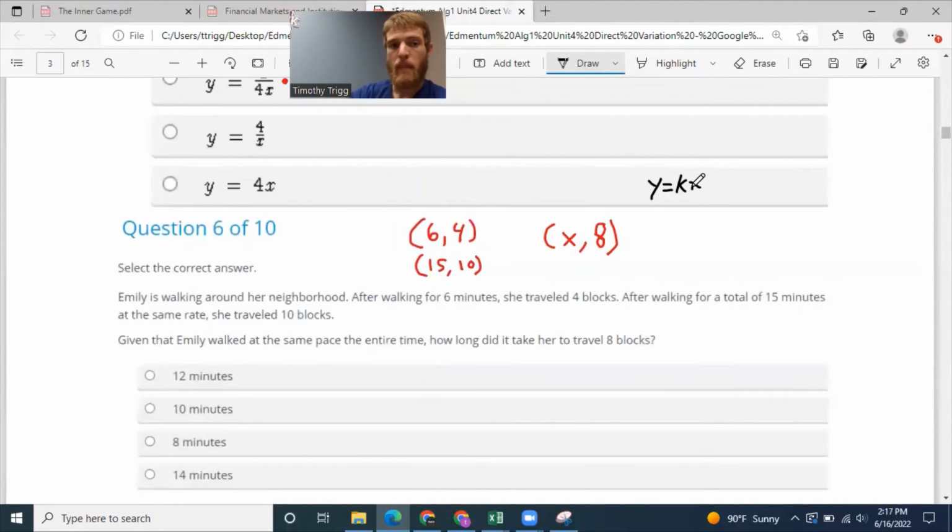We could use this form to help us find the value of k. We could use either of these coordinate points to help us find k. I'm just going to go ahead and use the first one, 6, 4, replacing the x with 6 and the y coordinate with 4. So let's go ahead and do that. 4, replacing the y with the y coordinate, equals k times x. The value of x is 6 in this case.